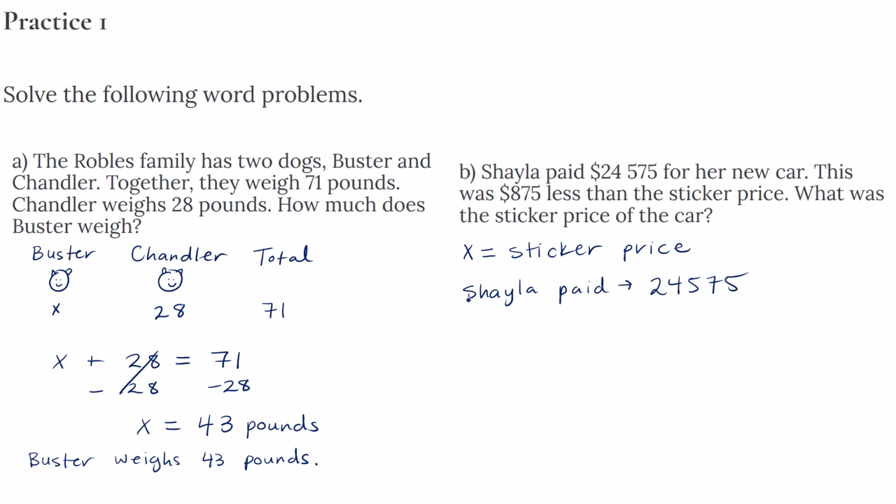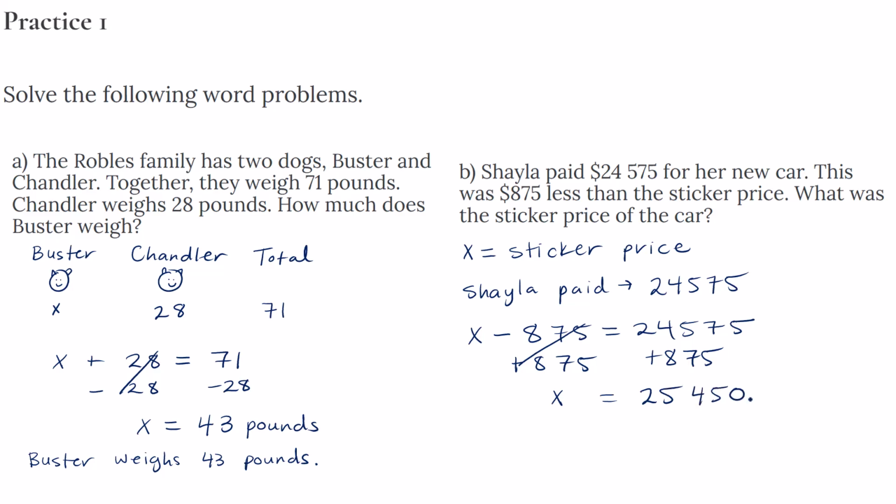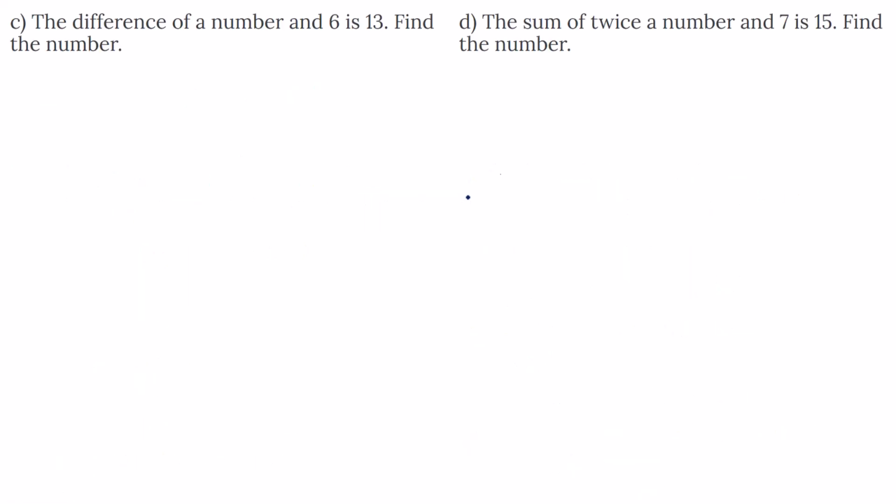So to create an equation, we want to think about the relationship between the sticker price and what Shayla paid. So we could write the sticker price, take away $875, should be equal to how much Shayla paid. And now we can solve for X, so plus $875 to both sides. And that is coming out to $25,450. So we could write our sentence, the original price or the sticker price of the car was $25,450.